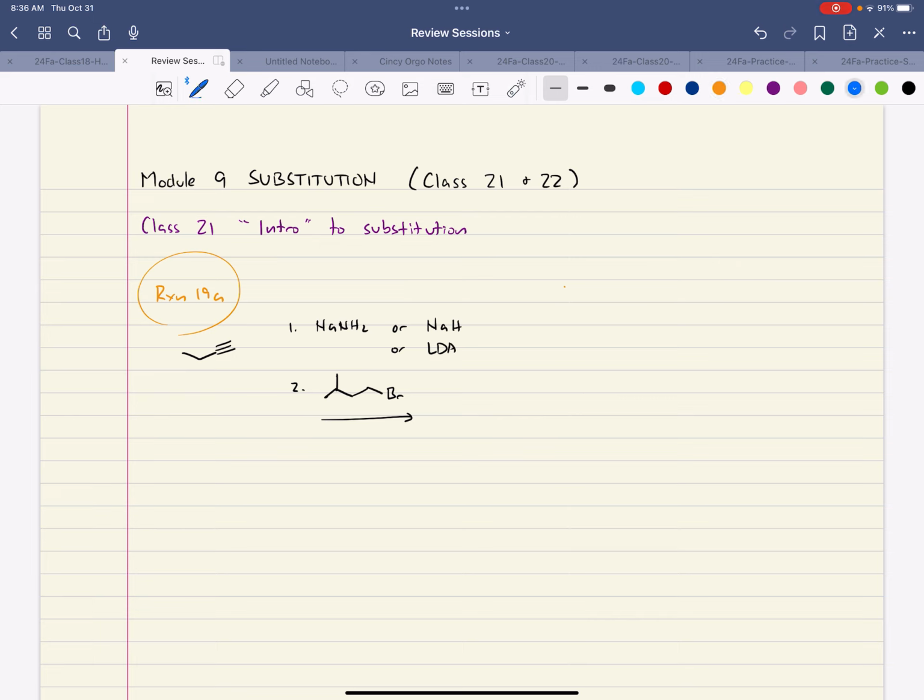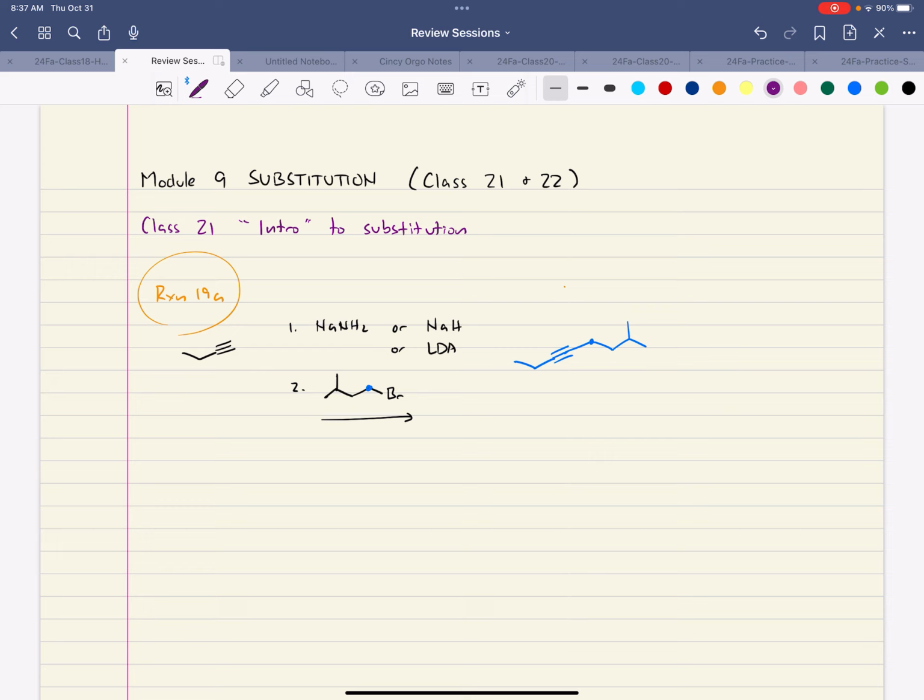Okay, the product is this. We attack this blue dot with the last carbon of the alkyne, because the last carbon of an alkyne is an anion after we reacted with base. And what else is connected to this blue dot? We have a CH2, CH with 2 methyl groups.